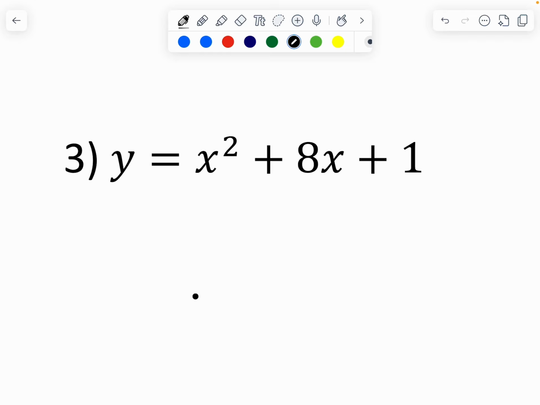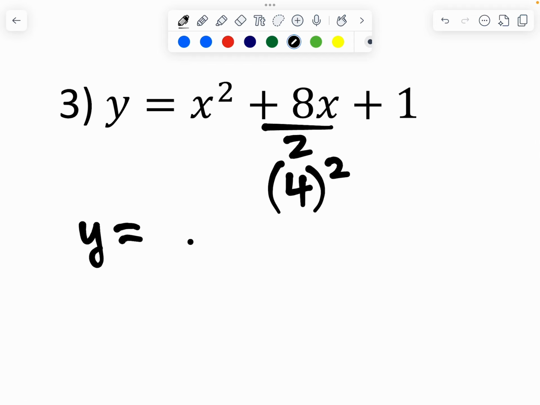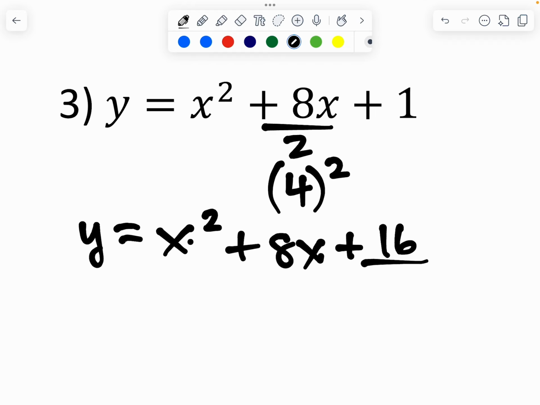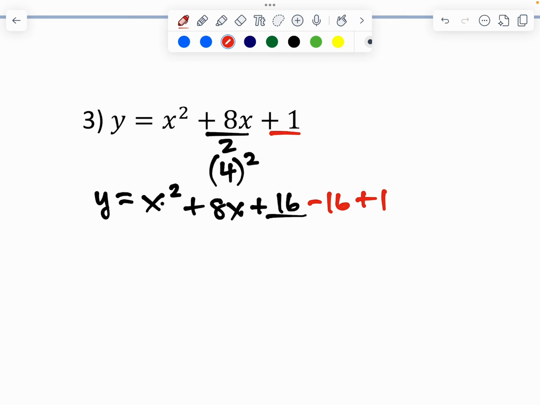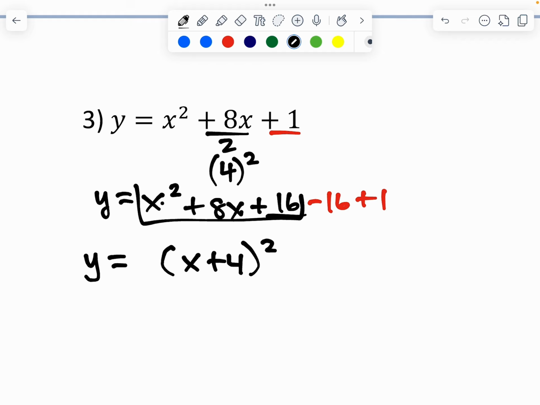All right, let's try this. Divide the middle number by 2. We get 4. Square it. Rewrite the equation. Y equals x squared plus 8x plus my blank, which is 16, subtract 16, and then add 1. Perfect square trinomial, factor it. Y equals x plus 4 quantity squared, and then minus 15. My vertex is -4, -15.